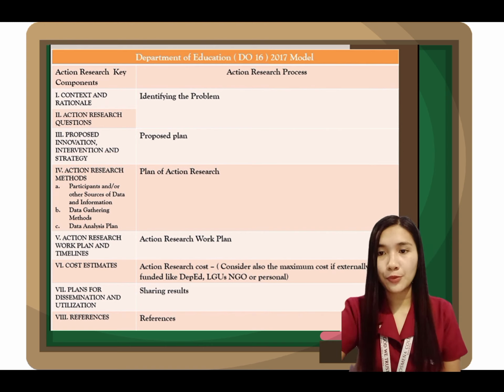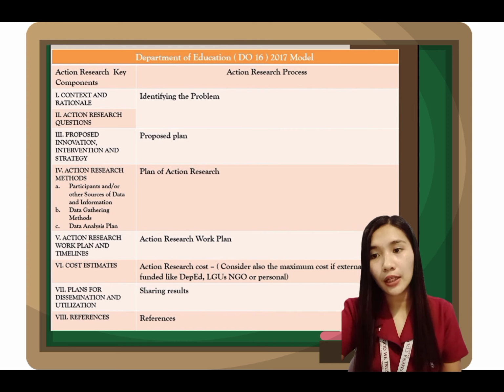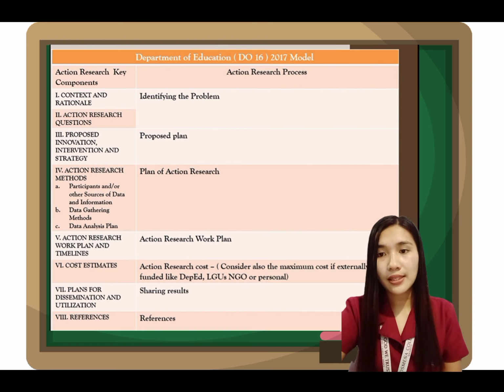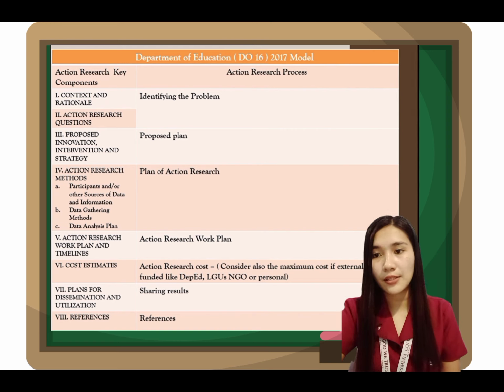Next is the action research work plan and timeline. So it is an action research work plan. So it answers the following questions such as, what should my work plan contain? Second, how long will I conduct my intervention? So for reliable results, it is 8 to 12 weeks. So next is the cost estimates. So the cost estimates is the action research cost. You have to consider also the maximum cost if externally funded like DepEd, LGUs, NGO, or personnel.